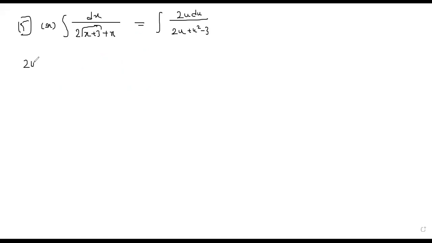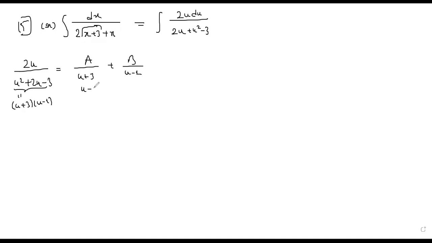Okay, we have 2u over u squared plus 2u minus 3, right? So we will write it in this form. This is equal to 2u over (u minus 1)(u plus 3), which we write as a over u plus 3 plus b over u minus 1.